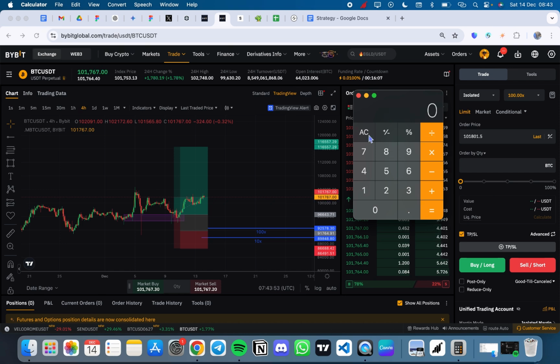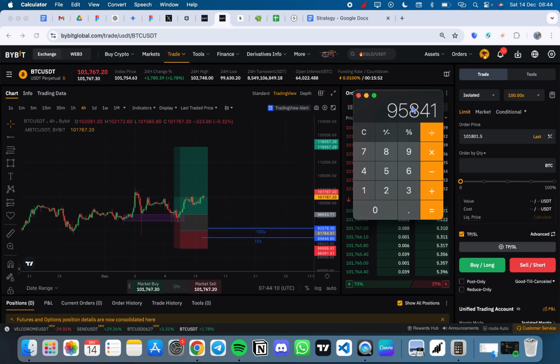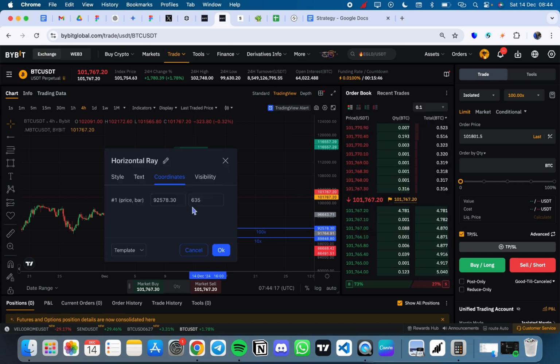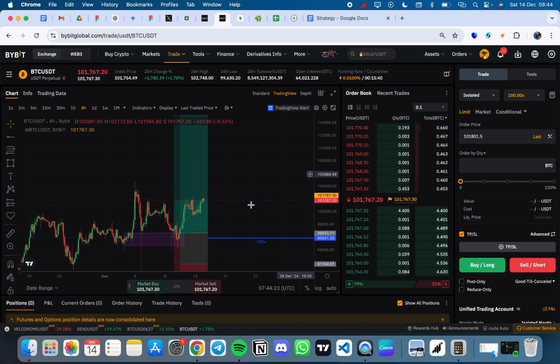So all we want to do now is a subtraction: 96,809 minus 968. That will give us 95,841. So we would take our stop loss. Let me just copy this real quick for our 100x liquidation, right? So if we are using 100x, let's paste this. So what do you see? You see how close it is to the entry price.